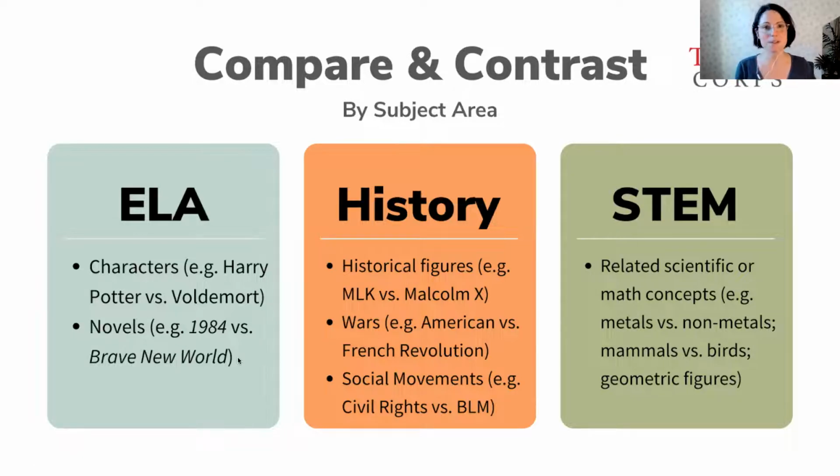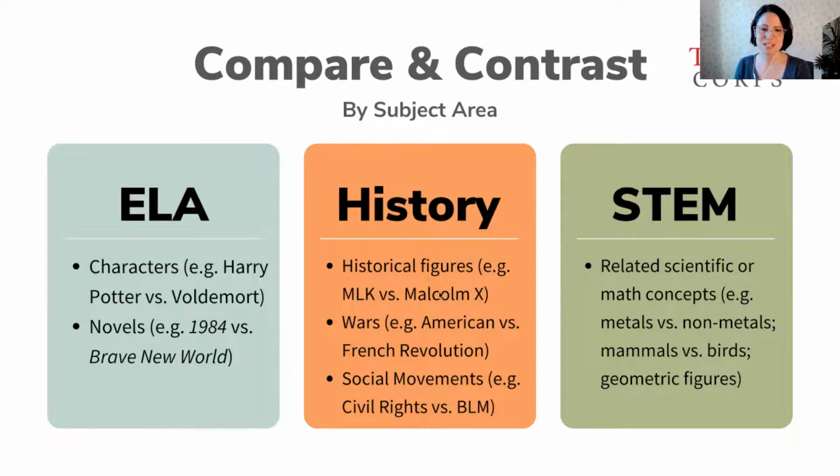Maybe you're comparing novels. So maybe your student's been doing a themed study, kind of dystopian novels, and you're going to look at, okay, 1984 versus Brave New World. What looks different in those books? How do the themes differ? How are they the same?